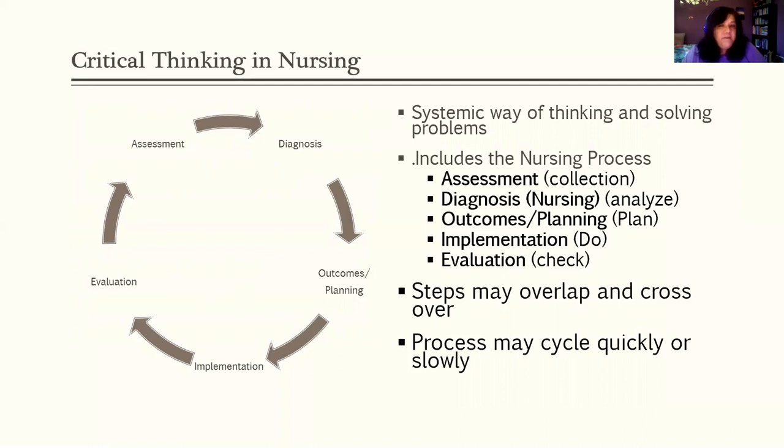We have 5 steps in our nursing process. The first one is assessment, then diagnosis, then outcomes and planning, then implementation, and then evaluation. A lot of nurses remember this by the acronym ADD-PI. It's a good way to remember it. So you have your assessment, diagnosis, planning, implementation, and evaluation, ADD-PI.